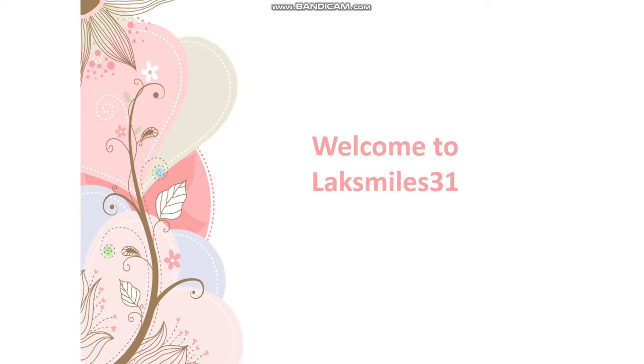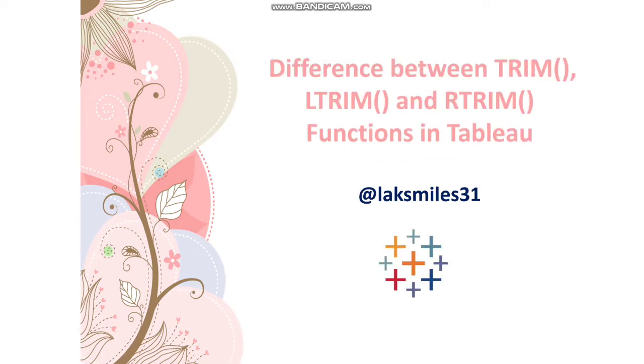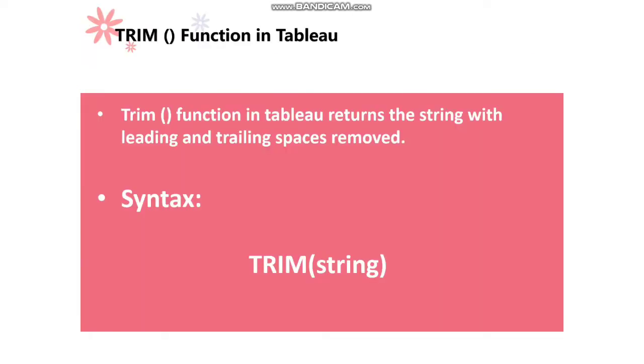In today's video, I'm going to talk about the differences between TRIM, LTRIM and RTRIM functions in Tableau. Let's get started. The TRIM function in Tableau returns the string with leading and trailing spaces removed. The syntax is right below, TRIM of string. As the name suggests, TRIM trims the leading and trailing spaces and gives us the string alone.